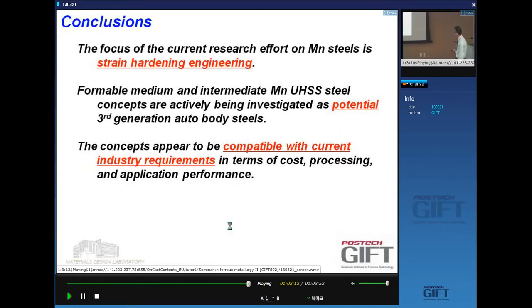One important message I hope came through is that any concept that will be successful will be the one that's compatible with current industry limitations and requirements. And that is not only the steel industry, but also the automotive industry.